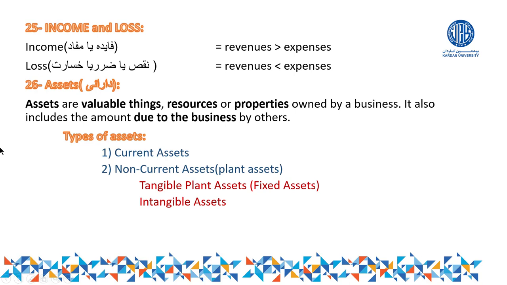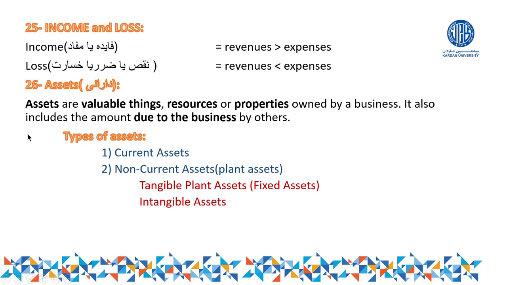Next one is asset. Asset, but assets is the plural form of this one. Asset means property. Right?